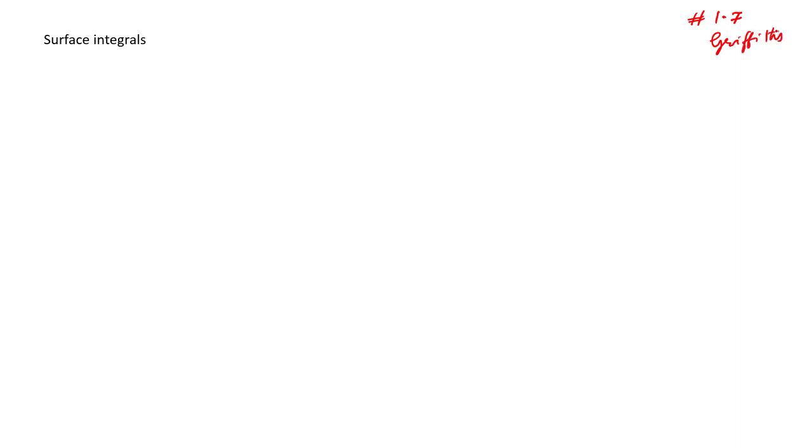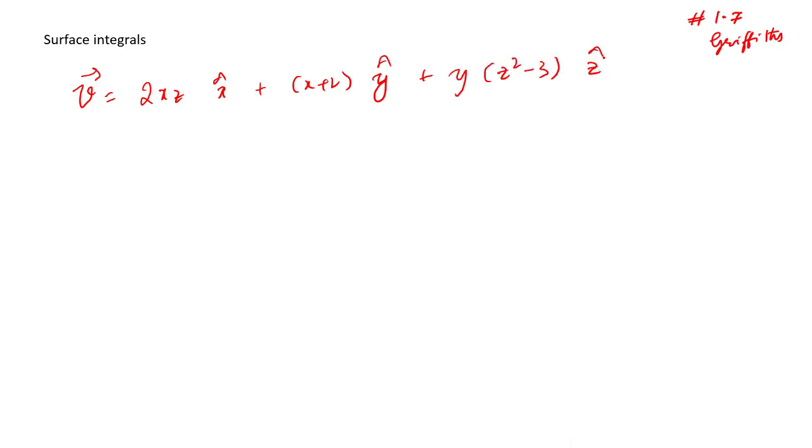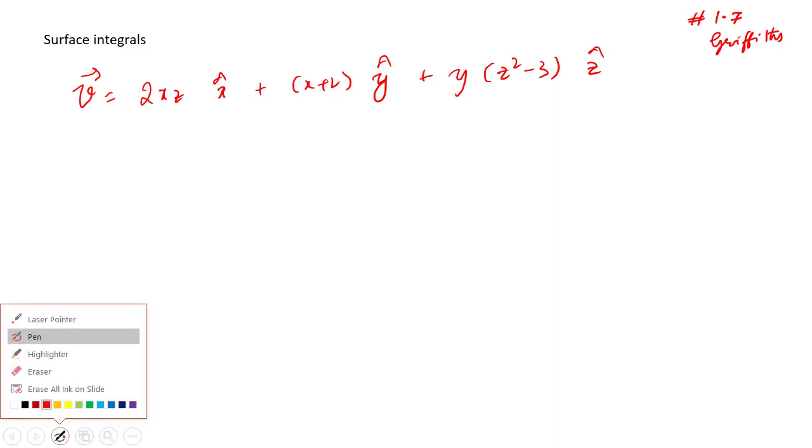Essentially, what we have to do is we are given a vector field, and this vector field is denoted by 2xz along x, and x plus 2 along y, and then we have y times z squared minus 3 along z, and we are supposed to integrate this along a cube.